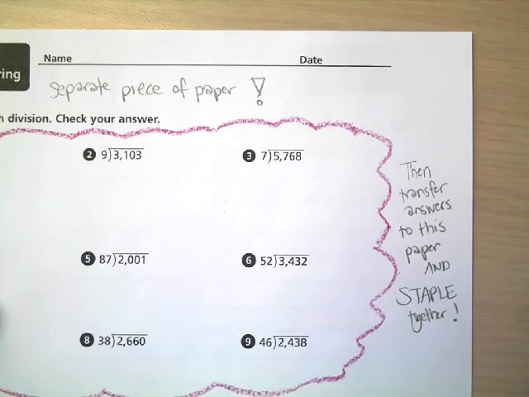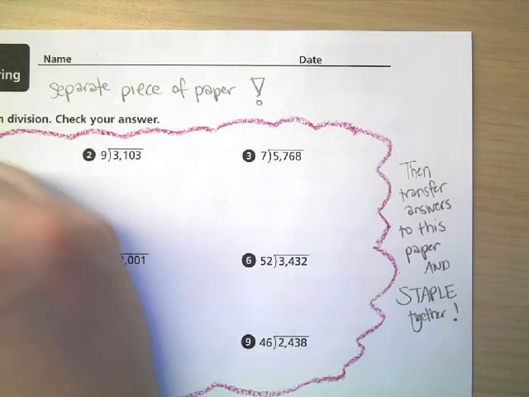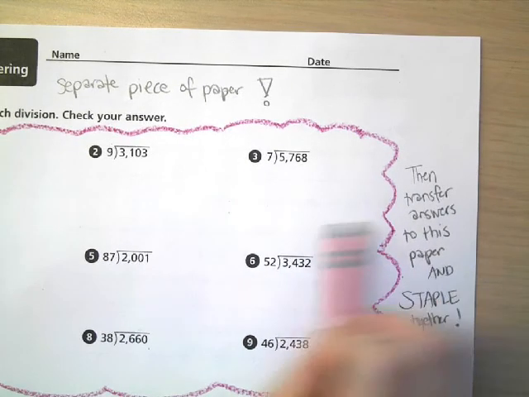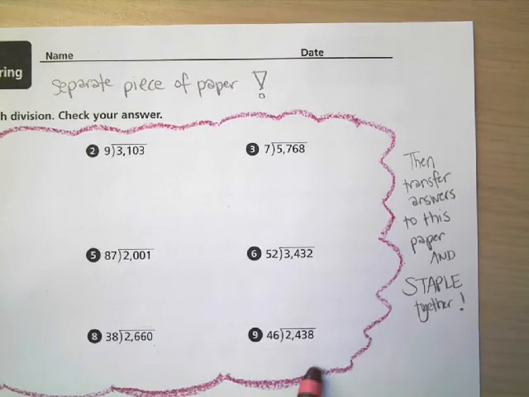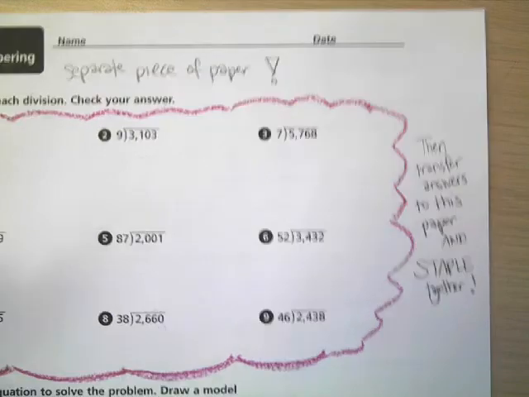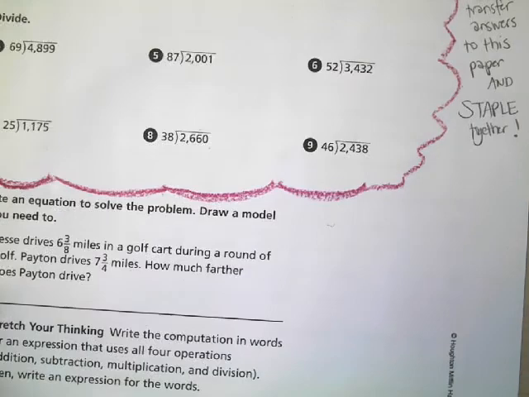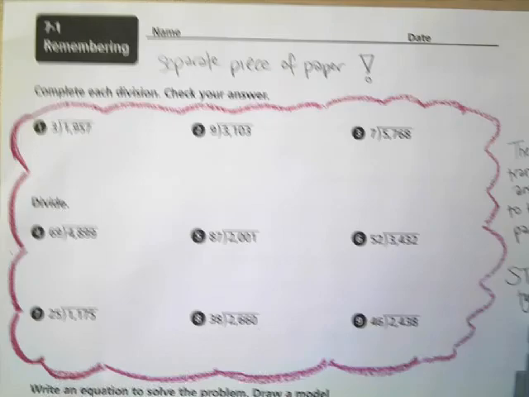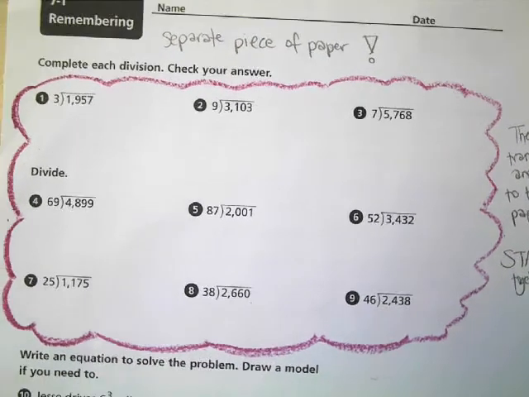So if you do your work on a separate piece of paper and then transfer your answers to this paper and staple, you must staple it together. Otherwise, I don't know where all of your work is and you won't get any credit. So here's my rule. If you do not do your work on a separate piece of paper and you do not staple that paper to this paper and you don't transfer your answers to here, you're going to end up owing me probably 3 stamps because there's 3 parts to this. Work it on a separate piece of paper, that's 1. Transfer it, that's 2. Staple it together, that's 3.